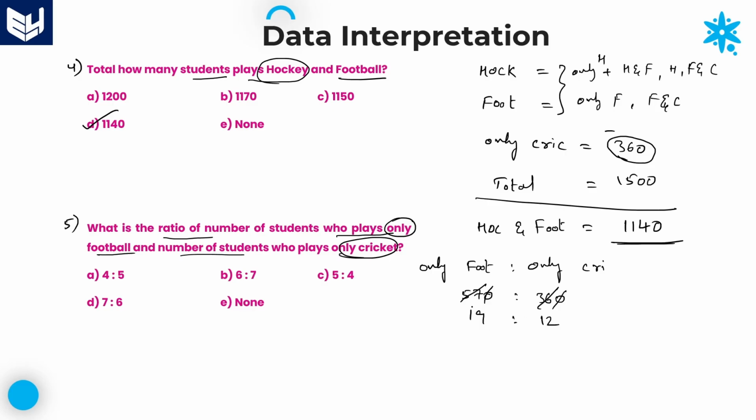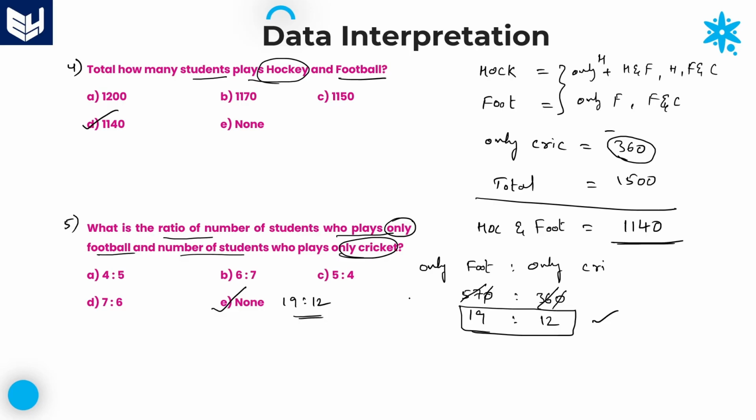Therefore the ratio of the number of students who play only football to the number of students who play only cricket is equal to 19 is to 12. 19 is to 12. That is the required answer for this question. Look at the options: 19 is to 12, so you can go with option E.